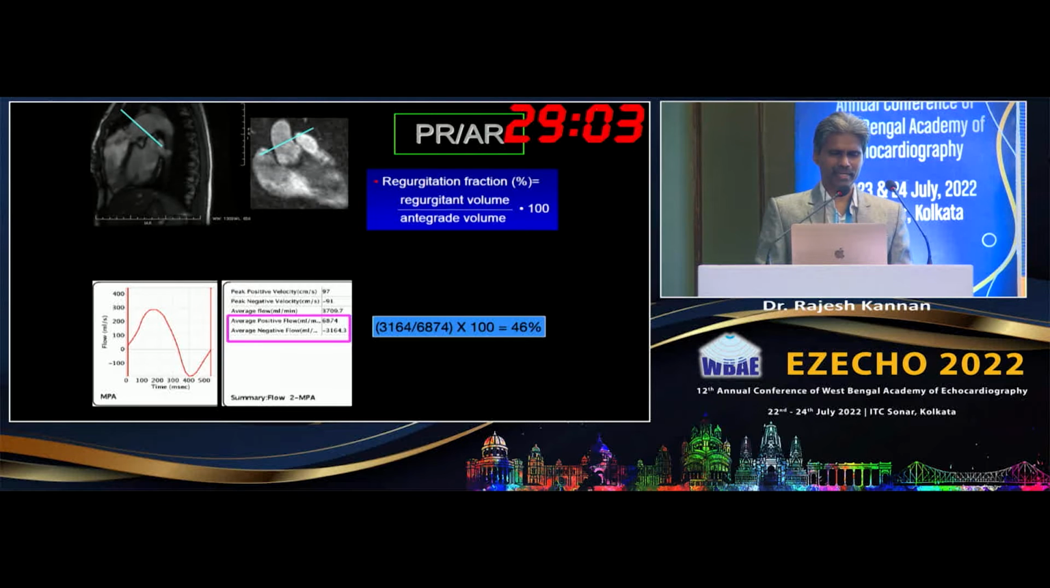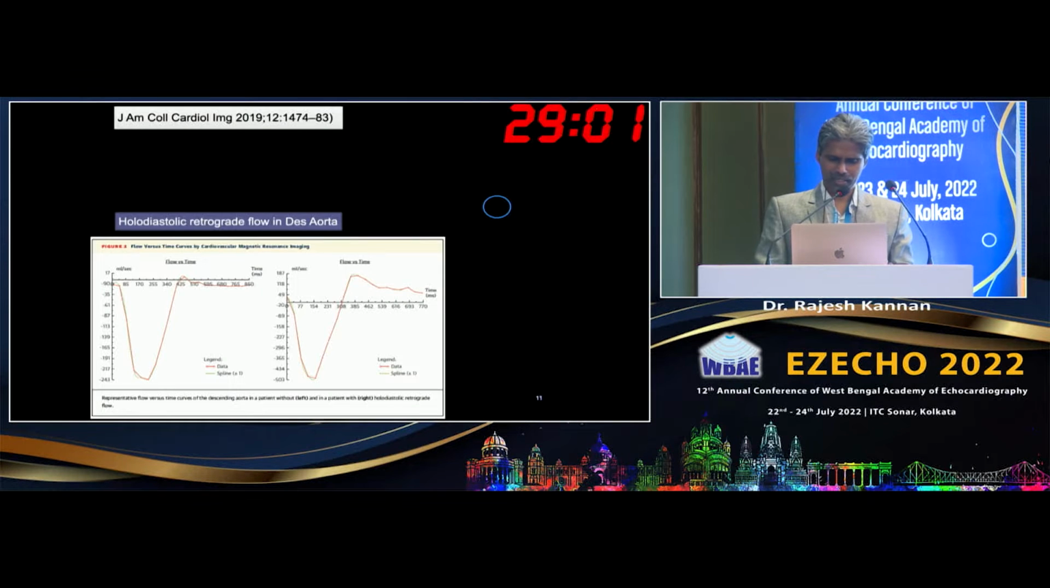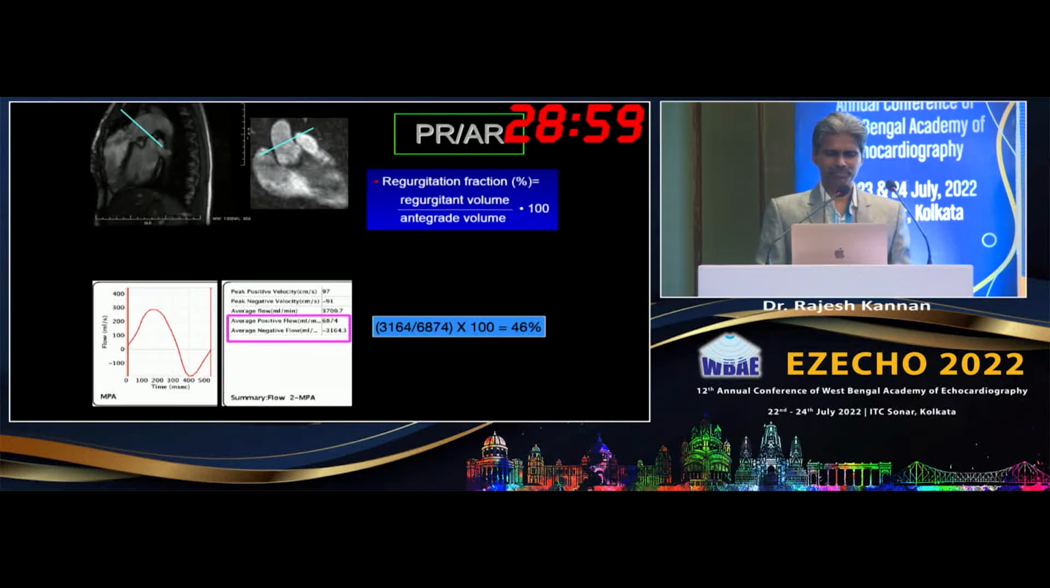So this is an example of a pulmonary regurgitation, where by simply doing a PC at the pulmonary artery level, just above the level of the valve, we can directly get the value of the forward flow and the negative flow. In this case, the regurgitant flow is about 3 liters, which is the regurgitant volume, and we can calculate the regurgitant fraction as the regurgitant volume divided by the antegrade volume, multiplied by 100.